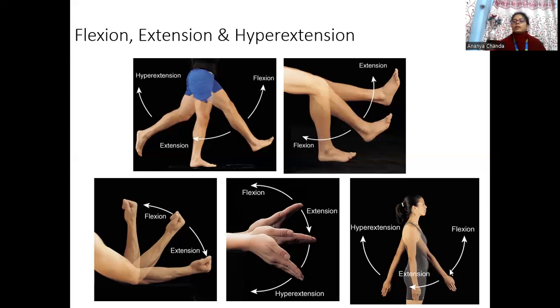Flexion is always on the front side, the frontal movement. Extension is always the backward movement, and hyperextension is always the continuation of the extension movement, which is not generally a common movement and is impractical.